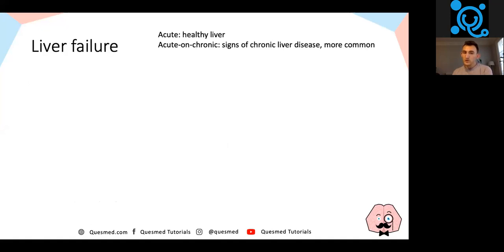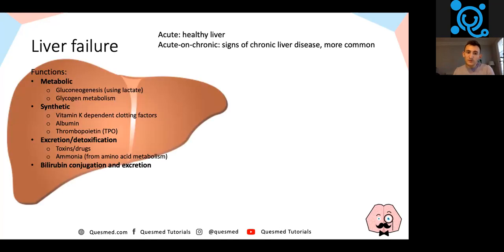So in terms of acute liver failure, you can have acute liver failure, or you can have acute on chronic liver failure. So acute liver failure happens in a healthy liver. Acute on chronic happens in a patient with chronic liver disease and is more common than acute liver failure. When we think about acute liver failure and what happens, it's important to think about the functions of the liver, because if you know the functions of the liver, then you'll know what happens when the liver fails.